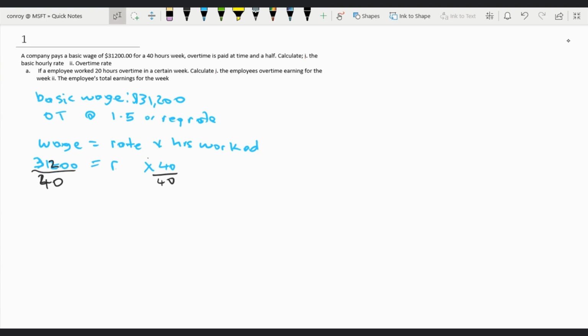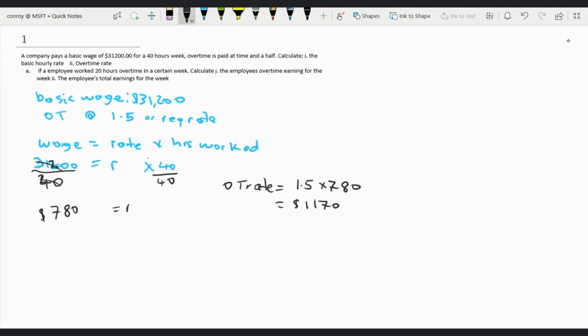So this is 31,200 divided by 40. 40 into 312, it will go 780. In this case, our rate is equal to 780. Now, in finding overtime, we know overtime is time and a half. So our OT rate will be equal to time and a half. We can say 1.5 times 780, and that would be equal to 1,170. That is how we calculate the overtime rate.